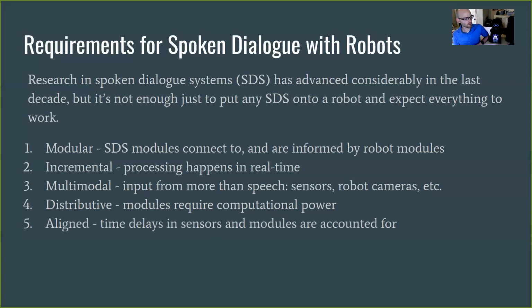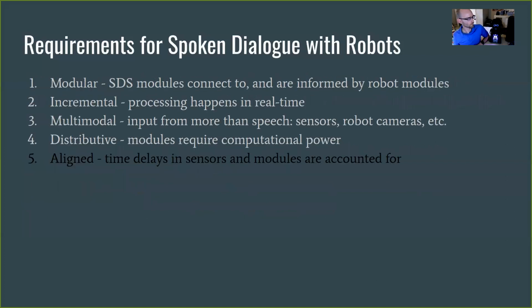It also needs to be time aligned, in that time delays in sensors and modules are accounted for. Like speech recognition might have a 500 millisecond delay, gesture recognition might have a 50 millisecond delay, but knowing what happened at the same time is really important. So those need to be aligned. And it doesn't hurt that it's in Python. Not a requirement, obviously, for SDS with robots, but given the way things are right now, Python is preferred over other languages.